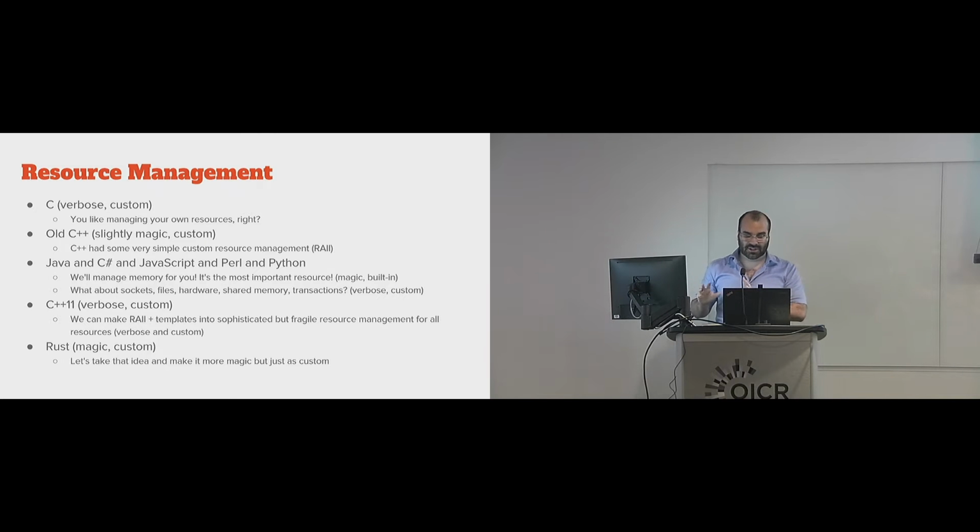In the meantime, Java, C#, and friends, they're like, we're going to manage memory for you, because that's the only resource that matters, right? Right? So they gave you completely magic built-in control of memory. And then everything else, you can see that yourself. There's the try with resources pattern in a lot of those languages, but basically, if it's not memory, then you have to manage it, just like you did in C.